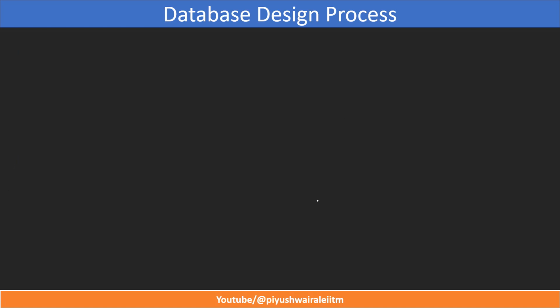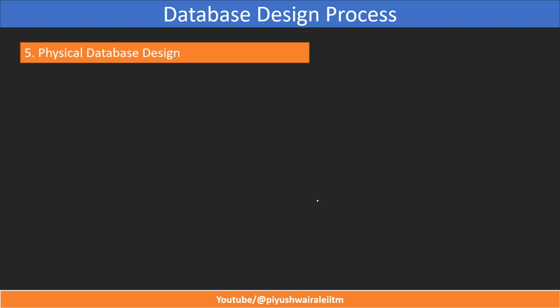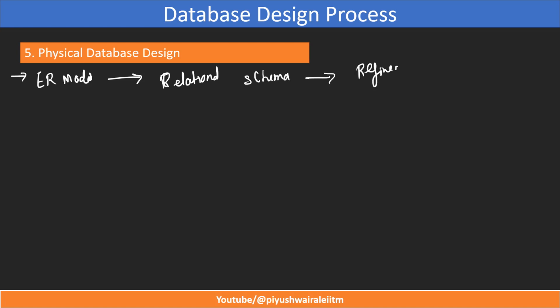Okay. So the next step is physical database design. Once we have developed the ER model, developed the relational schema, and done the refinement also, the next step is to develop the physical database design. This is the main step where we create the tables. So we create or define the tables.